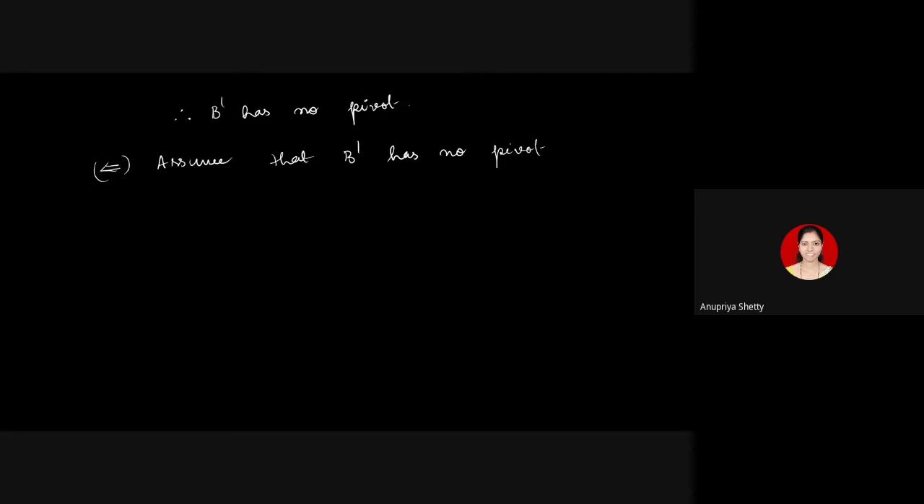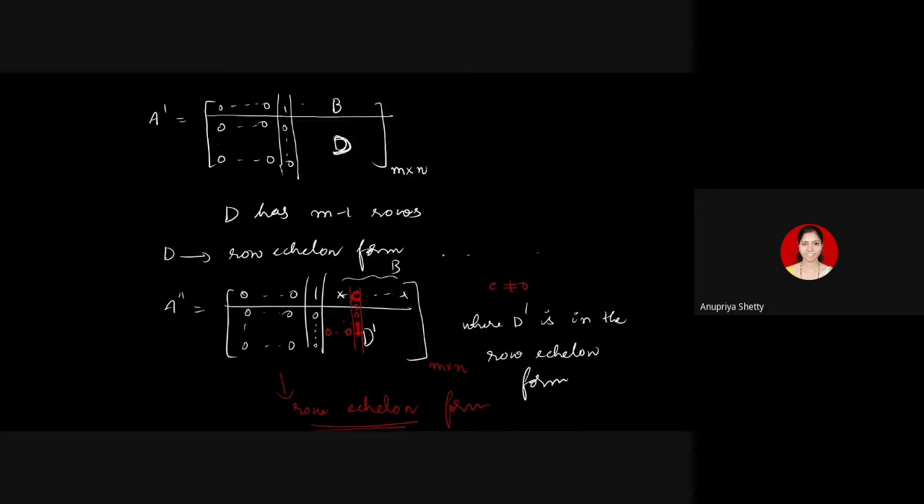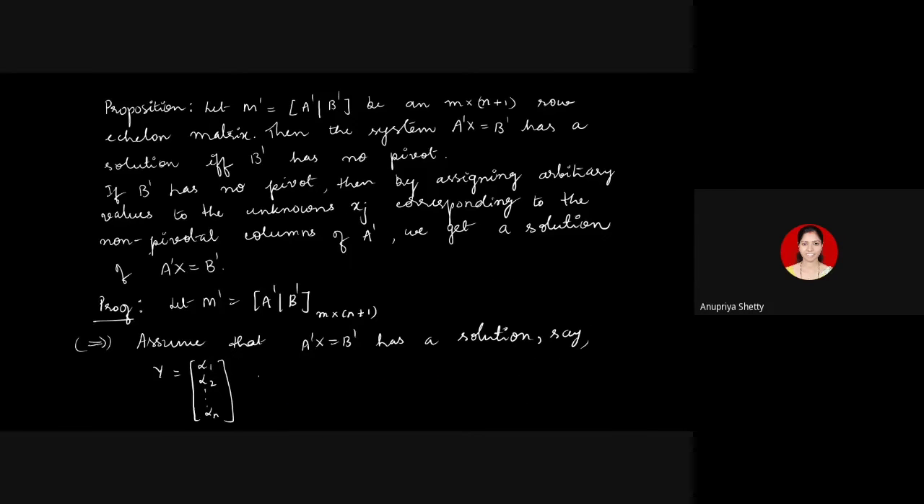If B dash has no pivot, somehow I should be able to get a solution of A dash x equal to B dash. We will use the explanation precisely as mentioned in the proposition itself. If B dash has no pivot, then by assigning arbitrary values to the unknowns xj corresponding to the non-pivotal columns of A dash, we get a solution of A dash x equal to B dash.